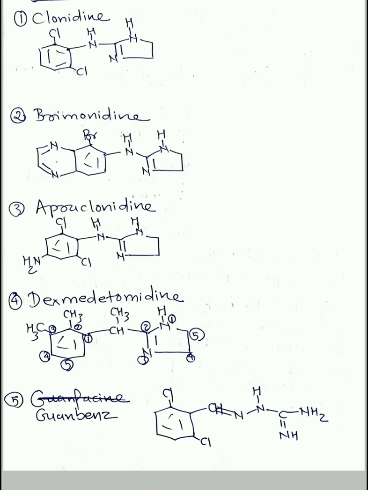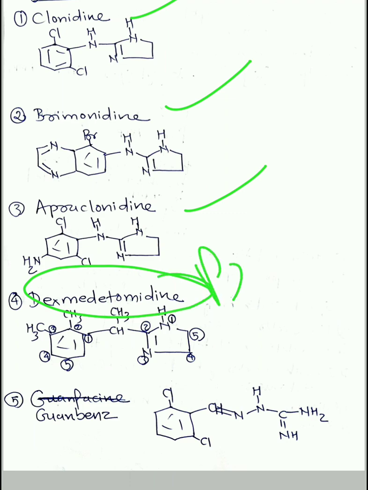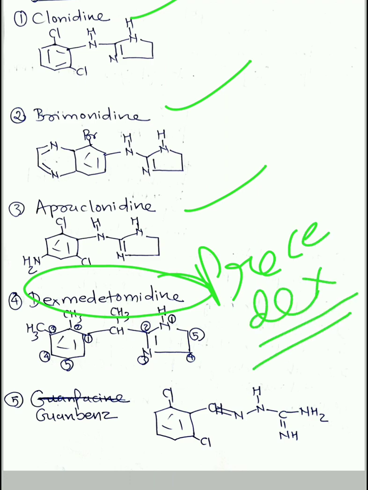Next structure is, so clonidine is done, apraclonidine is done, brimonidine is done. Next is dexmedetomidine. Do you know this drug? It's a very famous drug, and as a pharmacy student you should know it. Presidex. It's a very famous sedative agent, anti-anxiety agent, Presidex. So Presidex is a brand name.